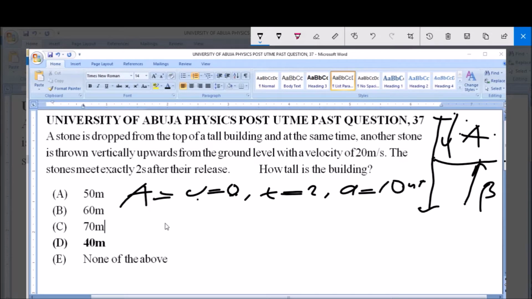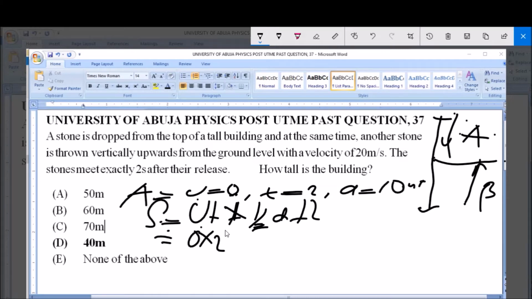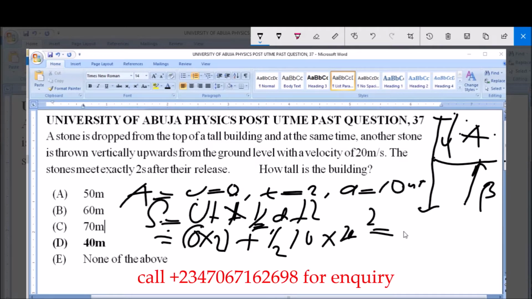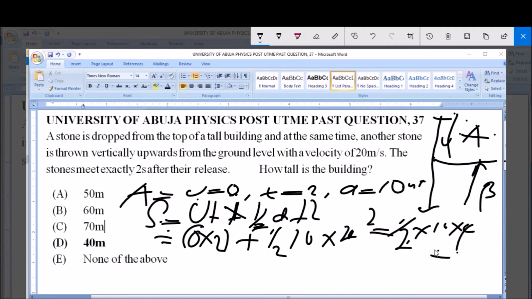So the distance that it takes stone A to reach that point, S, will be equal to what? UT plus 1 over 2, or half, AT squared. Now UT, our U, like I said, is 0 multiplied by 2, plus half, our A is 10, multiplied by T squared, which is 2 squared. Now if you solve for that, 0 times 2 gives you 0, half multiplied by 10 multiplied by 4. Now if you solve, you find out our answer is 20 meters. Now for stone A, it took 20 meters.